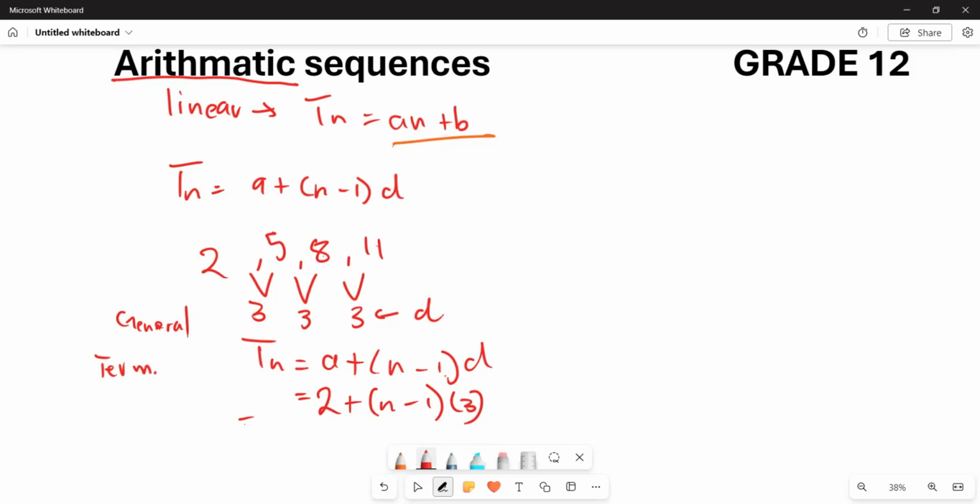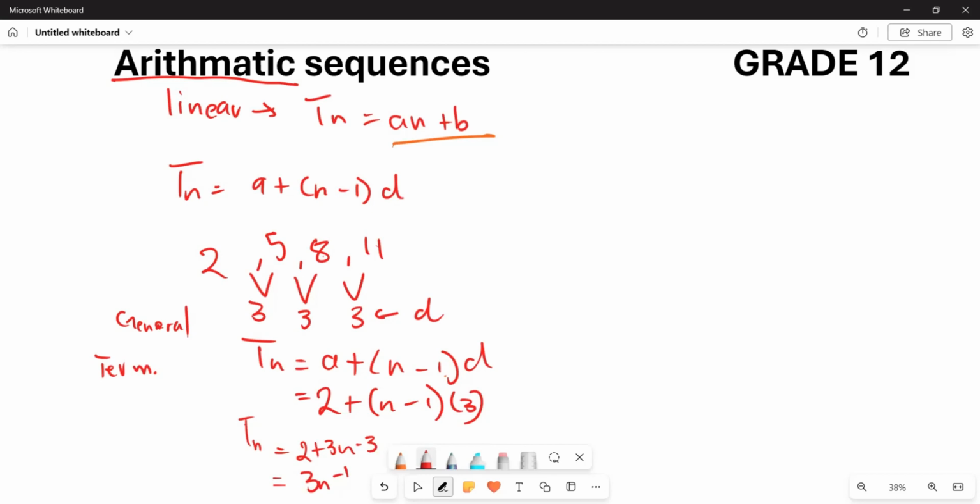Now you'll realize that the Tn that you are going to find here is the same as 2 plus 3n subtract 3, which means the Tn that you are going to have here is the same as 3n subtract 1, right? So this is going to be your general term of this particular sequence.